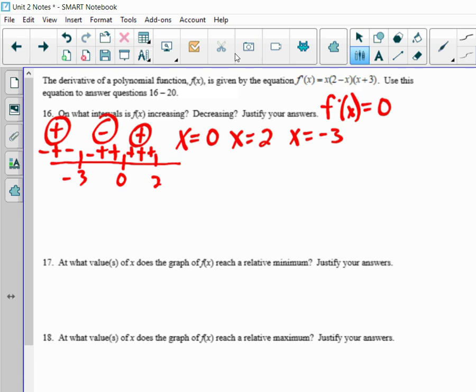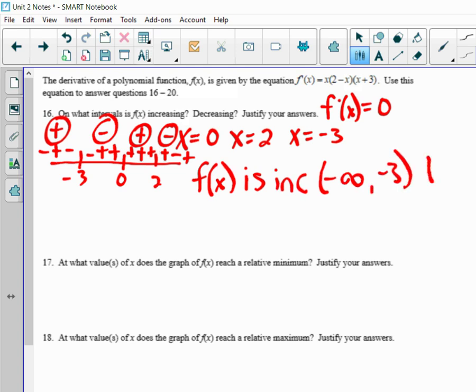And then if I plug in a number bigger than 2, like 3, that's going to be positive, negative, positive. So that one's going to be negative. Do you agree with that? See how easy that is to mess up? So that's kind of all my work. And now I'm going to just say what's happening. I'm going to say f of x is increasing from -infinity to -3 and from 0 to 2. Why? Because f prime of x is greater than 0. That's all I have to say.